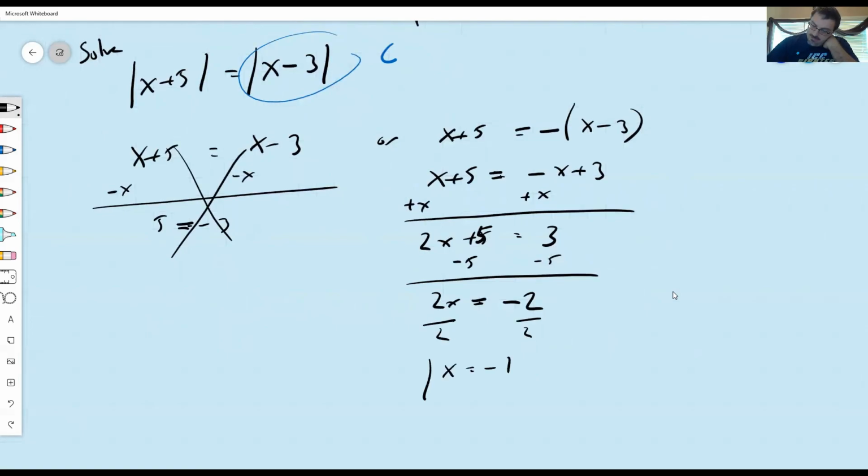x equals minus 1. Sometimes in a situation like this, where we have absolute value equals absolute value, you get one solution, or sometimes you get two. But in this case, we just get one. All right, if you have any more questions, please let me know.